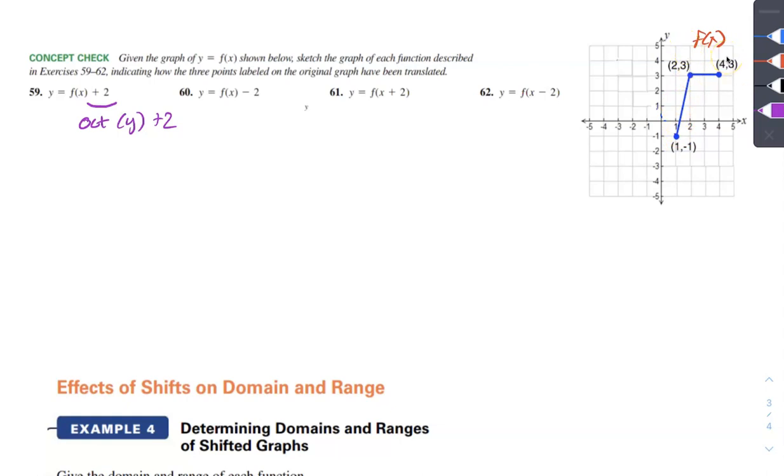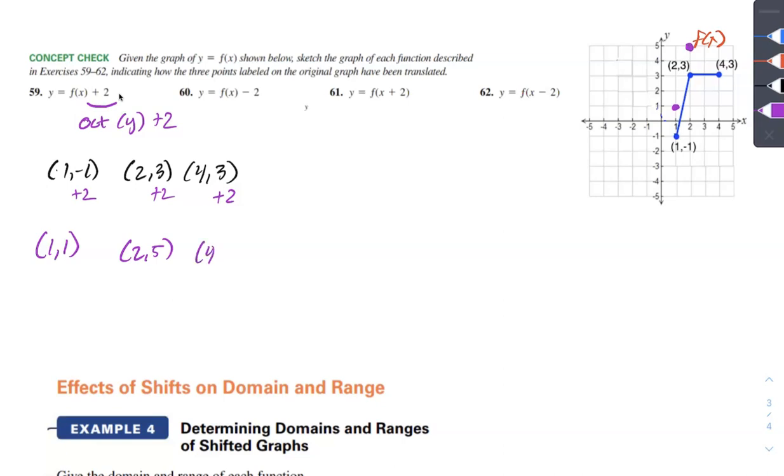Or if you want, you could just get the points and just add 2 to all the y values. That's what that's doing. That's what it means. Right, f of x +2, that affects the y values. It's on the outside, you follow what it says. So we can just add 2 to all the y values. And we get 1, 1. We get 2, 5. And we get 4, 5. And if we connect those dots, we get the picture we want.